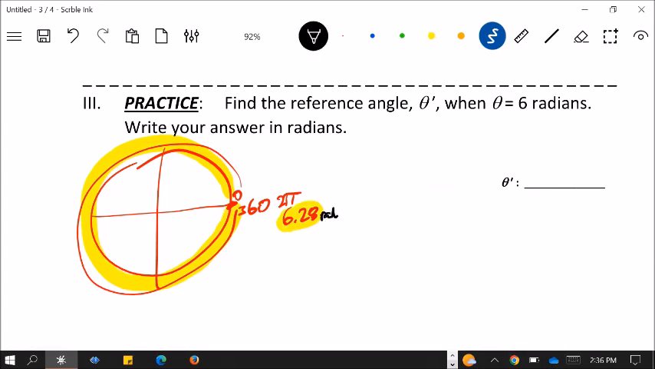Well, what we're supposed to do is 6 radians. So if that's 6.28, then 6 is pretty close to it here, because here's 3.14. So let's call this 6.0 radians.